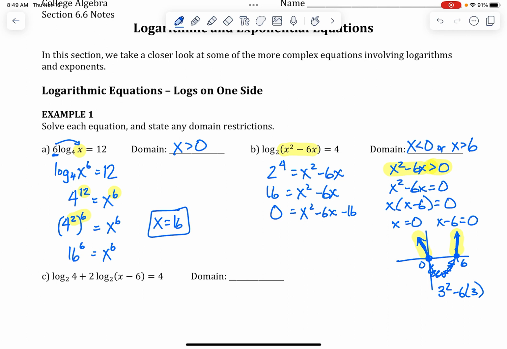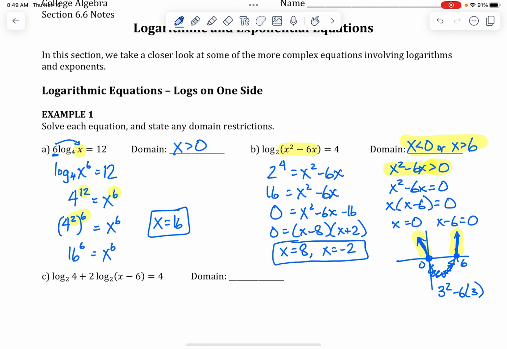And this is a nice, easy quadratic to factor. x minus 8, x plus 2. So x equals 8, x equals negative 2. Both of those are in our domain restriction, so we're good. 8 is greater than 6, and negative 2 is less than 0, so both of these answers are valid.